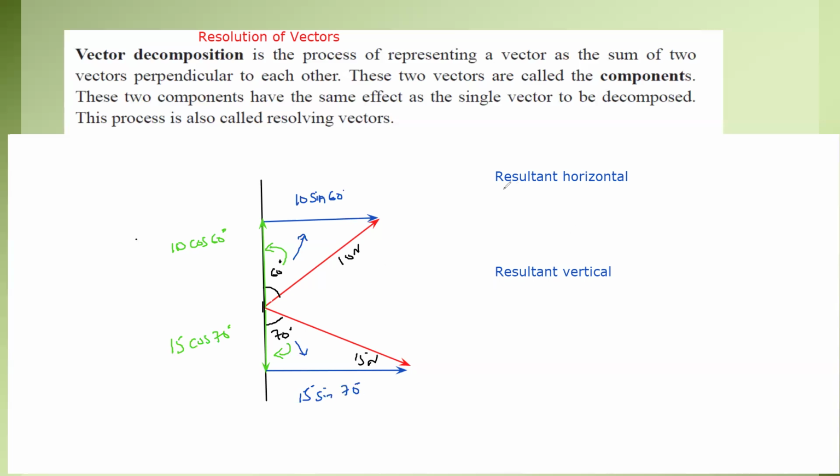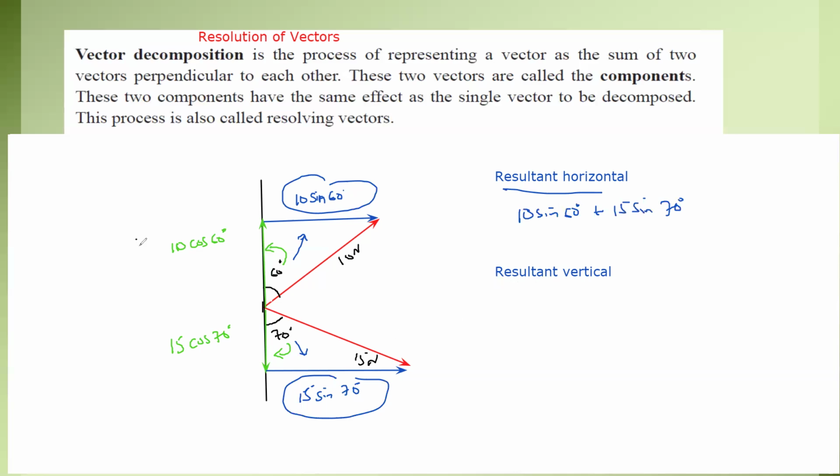Now, I want the resultant horizontal. So this 10 sine 60 and 15 sine 70 are both horizontal and both are acting in the same direction. So if I want to find the resultant, that resultant will be equal to 10 sine 60 plus 15 sine 70. So 10 sine 60 plus 15 sine 70, I'll get the resultant horizontal.